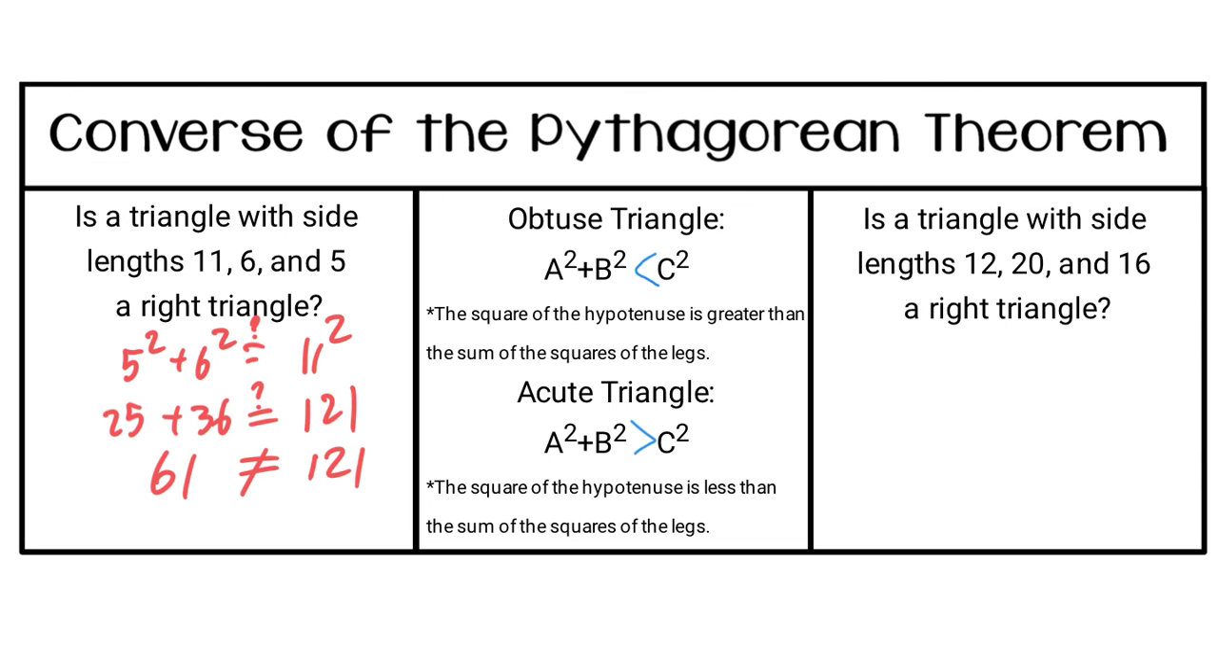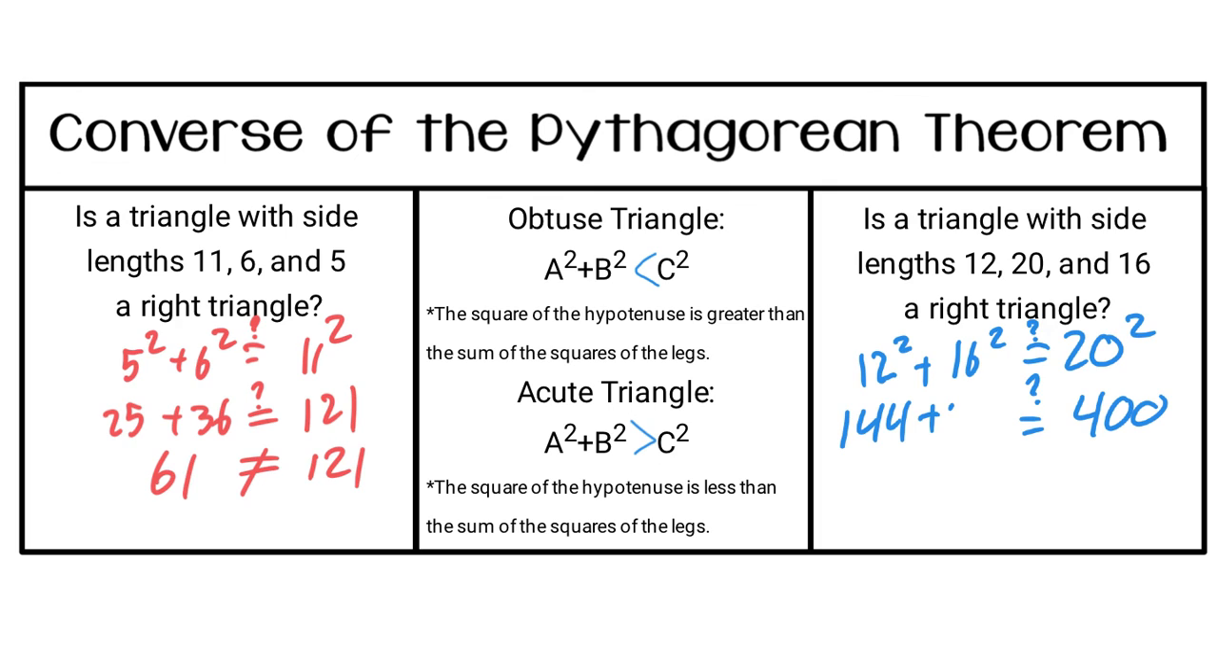Now let's look at this example on the right. Is the triangle with side lengths 12, 20, and 16 a right triangle? Well, first of all, we need to find the square of each side length. In this case, 12 squared is 144, 20 squared is 400, and 16 squared is 256. Since the two smaller sides added together give us 400, we know that the two sides are equal and we do indeed have a right triangle.